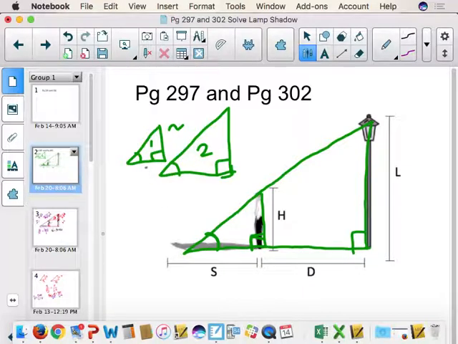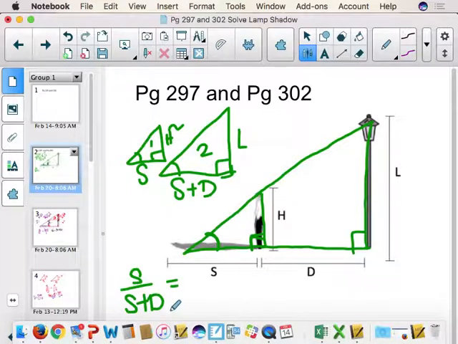S. Shadow. What about this side here on the right? H. And the bottom of triangle 2? S plus D. Fantastic. And the right side? L. So a proportion here might be S over what? S plus D. And what would that equal? H over L.